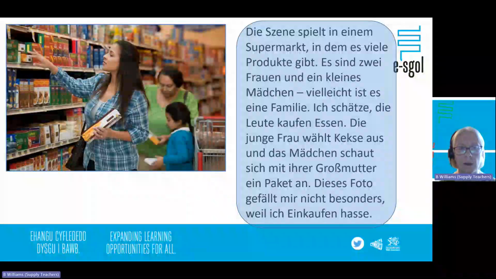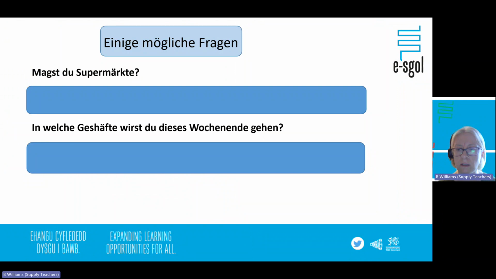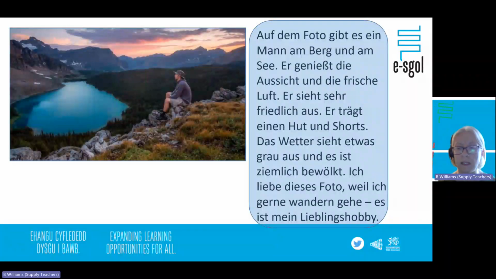Okay. So this is an example of a family in a supermarket. Some questions that they could ask you after you've described the photograph. So, do you like supermarkets? And then, this weekend, in which shops are you going to go? And there are some examples of how to answer those questions there as well. And then the same for these example photographs.